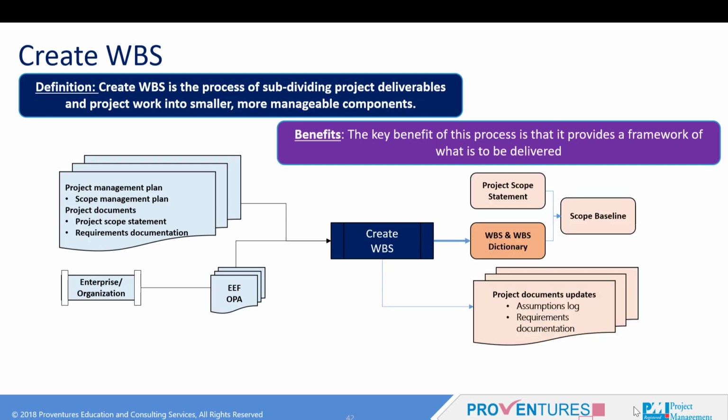What are the outputs from this process? The primary outputs are the work breakdown structure and the WBS dictionary. These two outputs along with the project scope statement form the scope baseline for the project. As you develop the WBS, you come across a lot of assumptions, and those are documented in the assumptions log, and the requirements may get fine-tuned so that document gets updated.